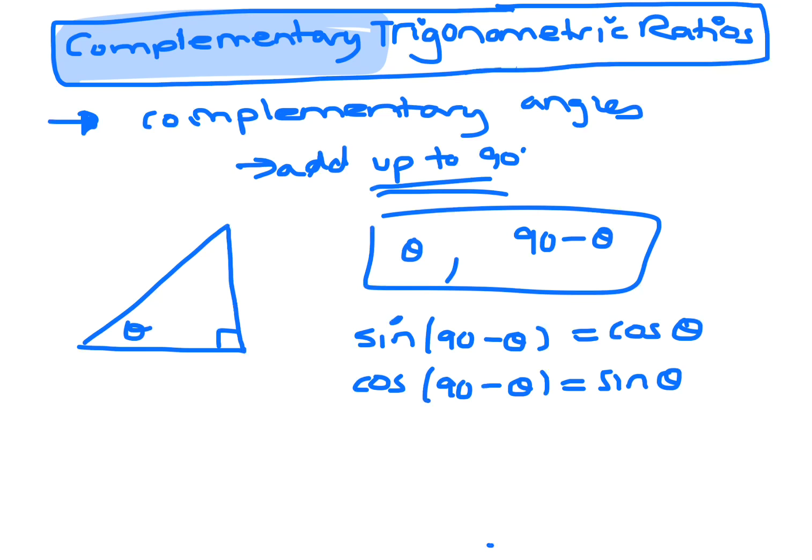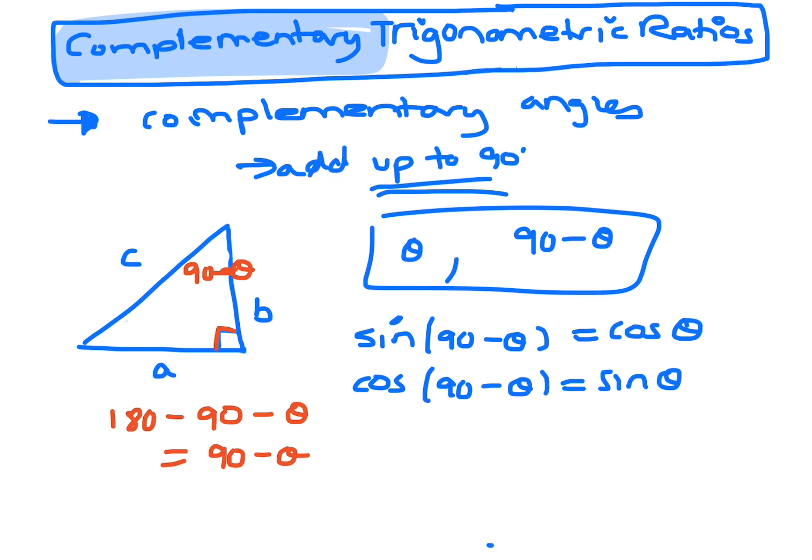I'll just show you using this triangle over here. So if that was theta, and we'll call the sides A, B, C, how are we going to find this other angle here? That other angle would be 180, take away the 90, and then take away theta. 180 minus 90 is 90. So that angle there would be 90 minus theta. So this one in here is just theta, and the other one's 90.